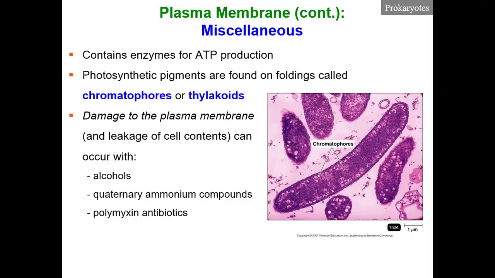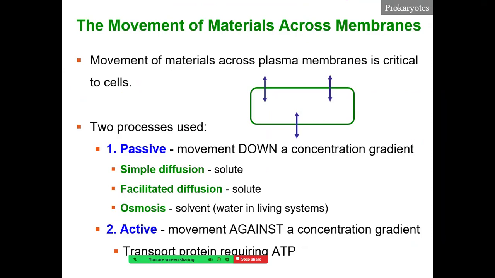If you damage the plasma membrane, you'll have leakage of the cell contents out of the cell, and that will kill the cell if the cytoplasm leaks out. You can damage the cell membrane with alcohols, quaternary ammonium compounds, and with polymyxin antibiotics. All of those put holes in the cell membrane.